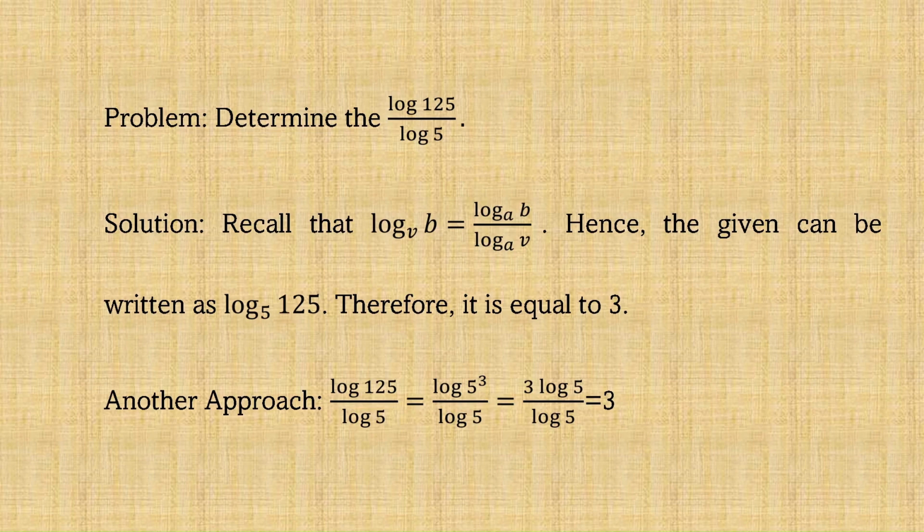While the other approach is by expressing the numerator and denominator into logarithms with the same argument of 5, since 125 is the cube of 5. Cancelling the logarithm of 5 in both numerator and denominator, we get 3.